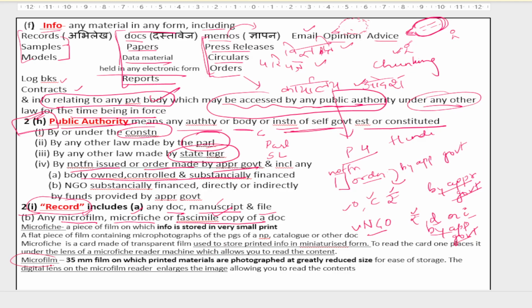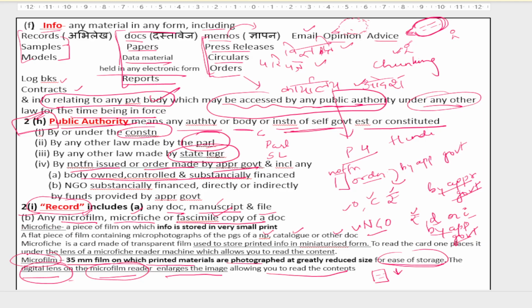So microfilm, it is a 35 mm film on which printed materials like newspapers, catalogue or other documents are photographed at a greatly reduced size for ease of storage. And how are they read? There is a microfilm reader and on that there is a digital lens, and this digital lens enlarges the image of the material, allowing you to read the contents. So this is what is microfilm.